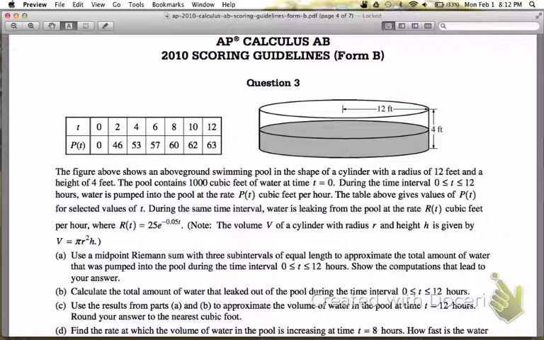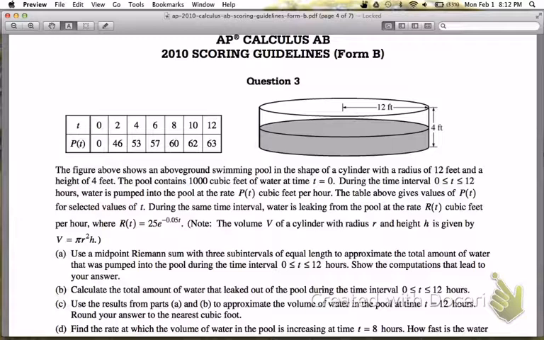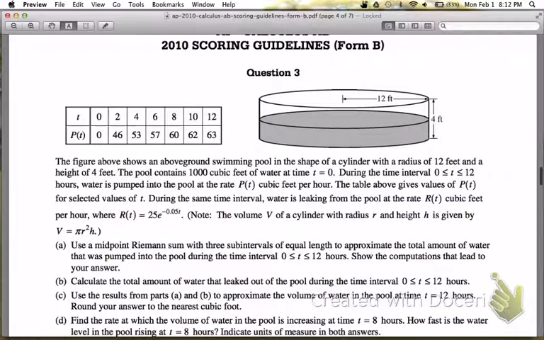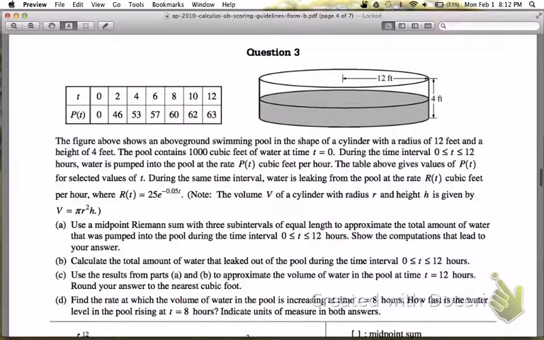Here's 2010 Form B. So now we're on Form B, not the regular form, but Form B. Question number 3. And this is a question that deals with a bunch of different moving parts. So make sure to follow along as best as possible. This is, by the way, a calculator question. So make sure you guys have a calculator for this one.